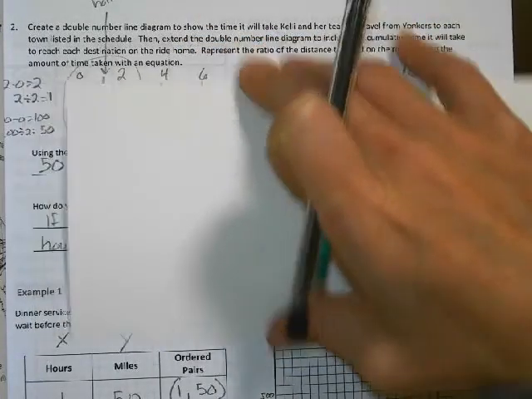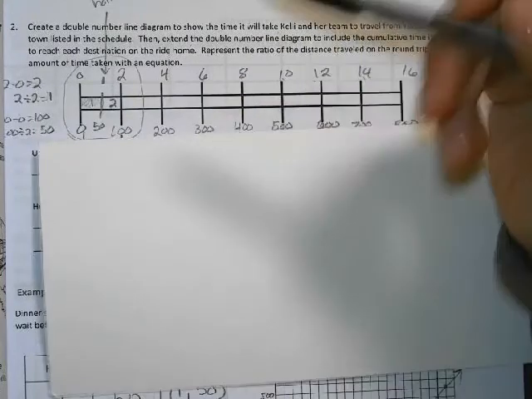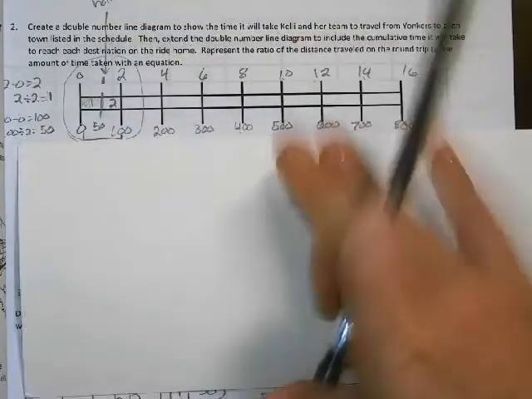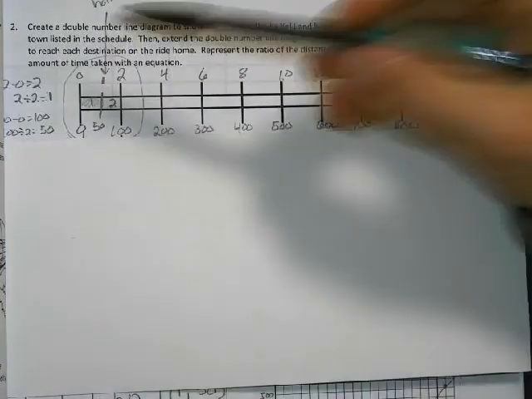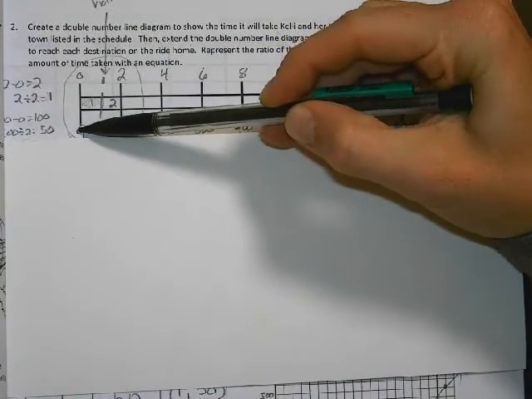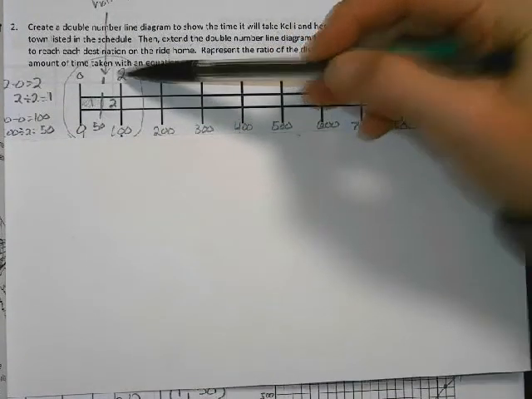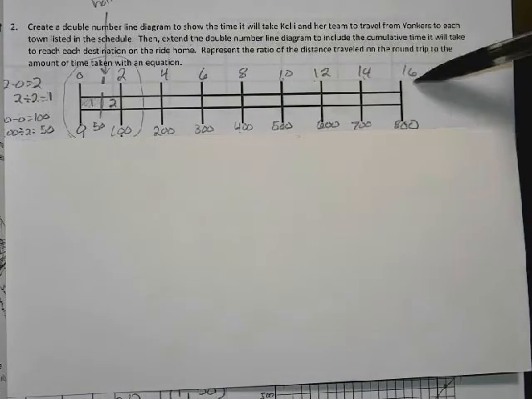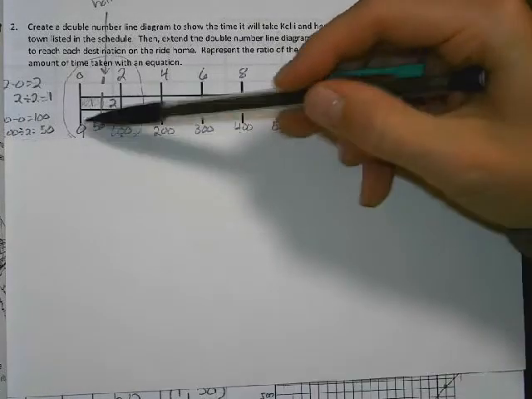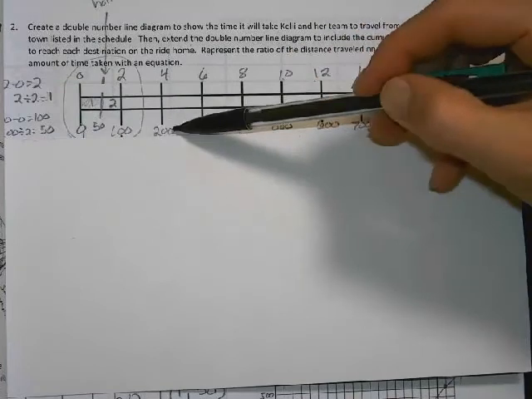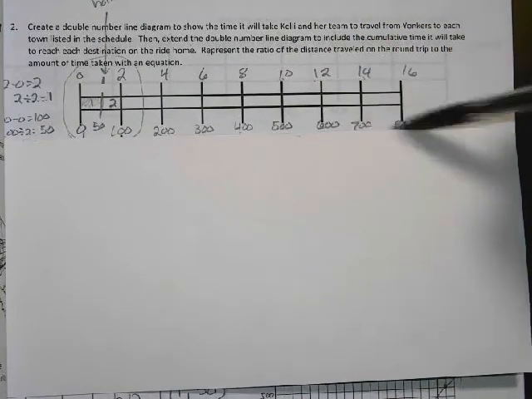And like we did yesterday with the double number line, we're just going to label it with the same numbers. So you start with 0, because if they haven't traveled anywhere, it's 0. Then our next one was a 2, so it's just 2, 4, 6, 8, 10, 12, 14, 16. And down here, we were counting by hundreds, so that's 0, 100, 200, 300, 400, 500, 600, 700, 800.